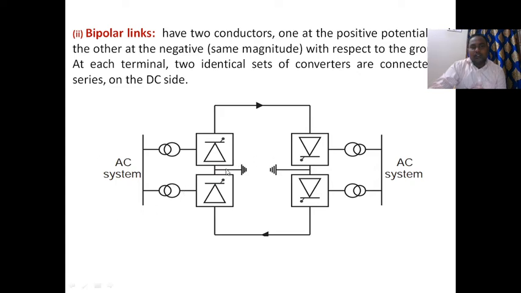In both systems, at both ends, there are two converter stations, converter 1 and converter 2. Any DC link must consist of two converter stations. One is a rectifier, another one is an inverter.